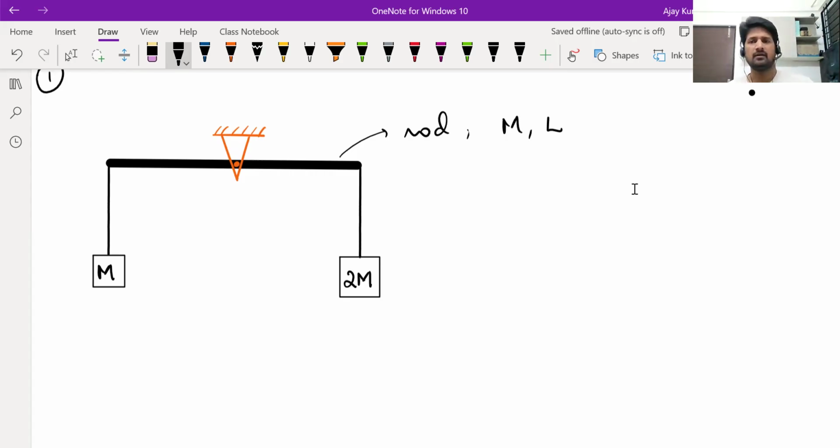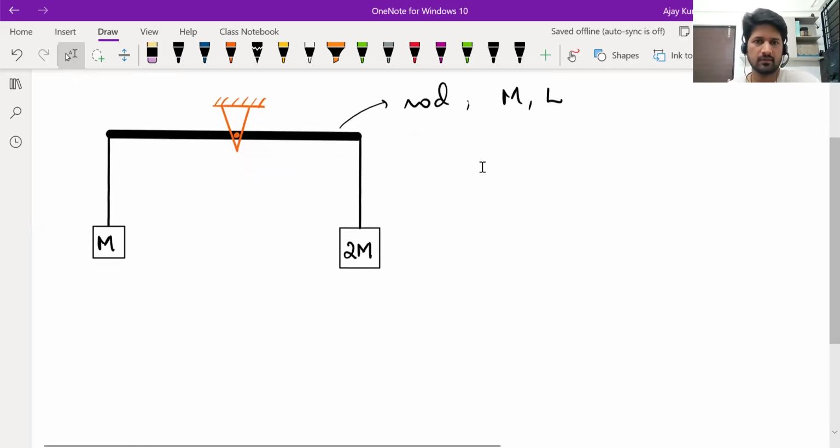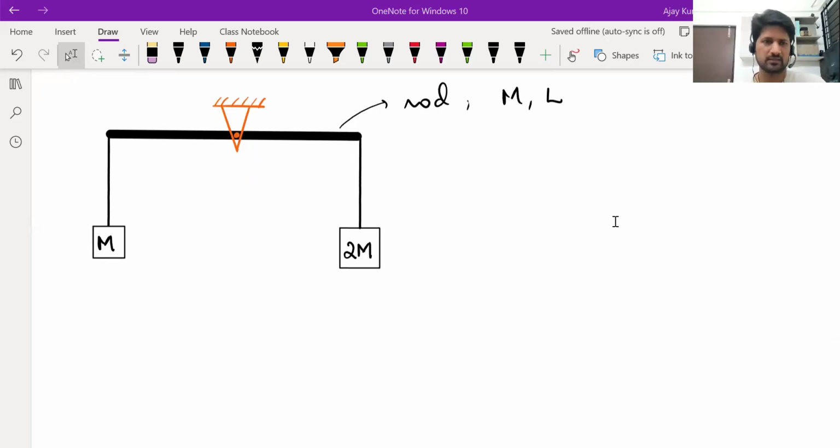Okay. If we release this system, can any of you tell me what is going to happen? It will tilt towards the right. The right side is heavier, so definitely that side is going to go down. The other side will rise up. So it starts rotating. Fine. Calculate the angular acceleration immediately after the rod is released.